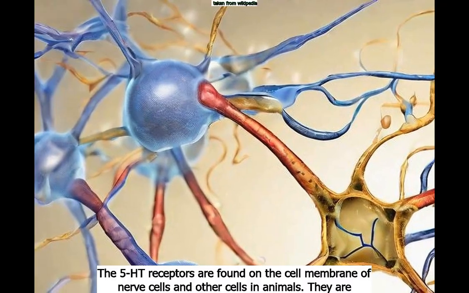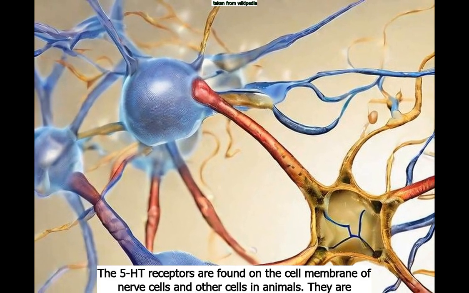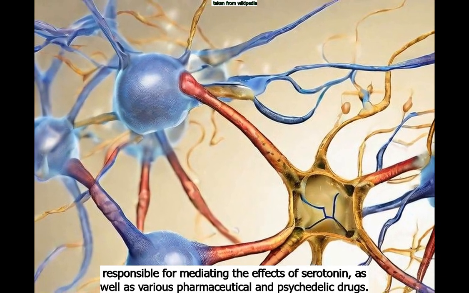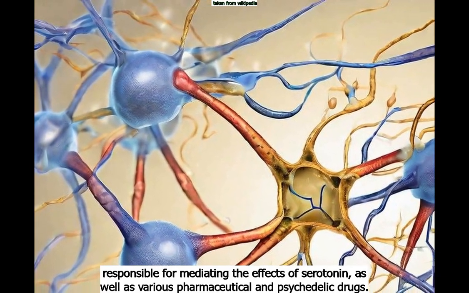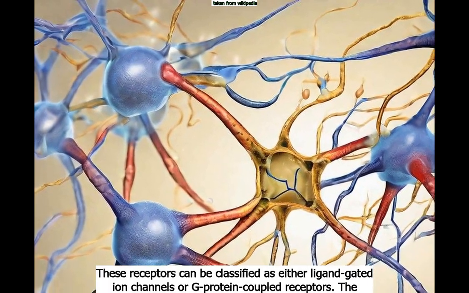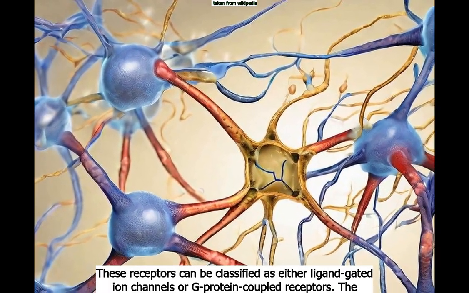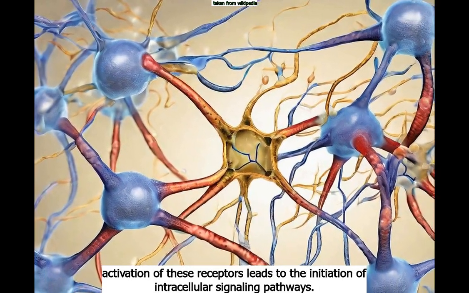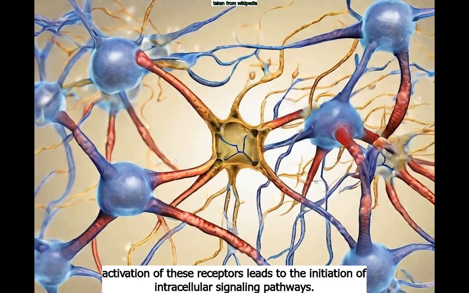The 5-HT receptors are found on the cell membrane of nerve cells and other cells in animals. They are responsible for mediating the effects of serotonin, as well as various pharmaceutical and psychedelic drugs. These receptors can be classified as either ligand-gated ion channels or G-protein-coupled receptors. The activation of these receptors leads to the initiation of intracellular signaling pathways.